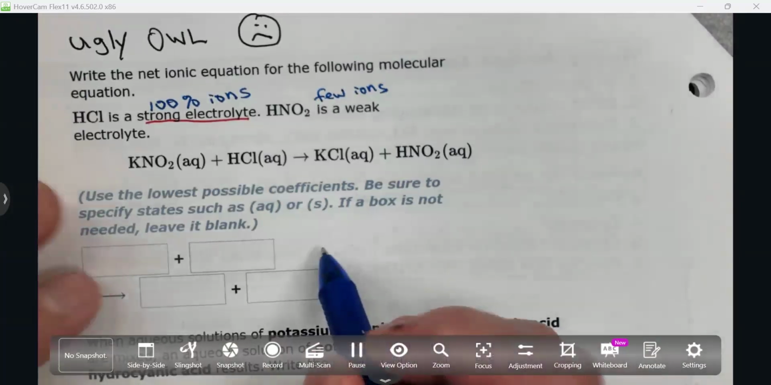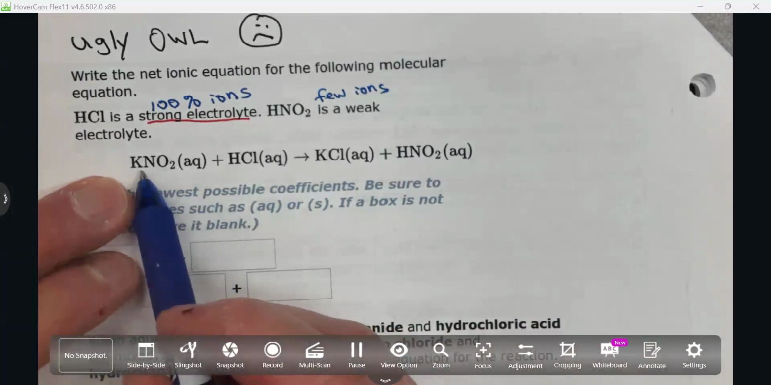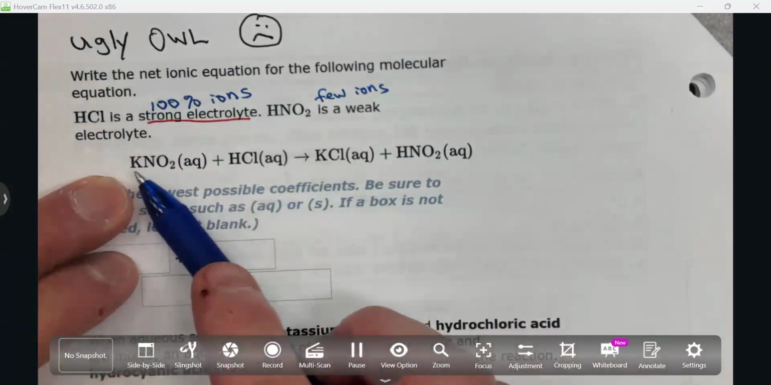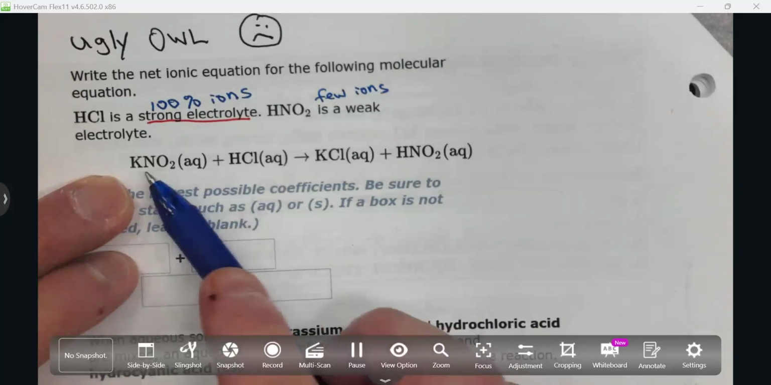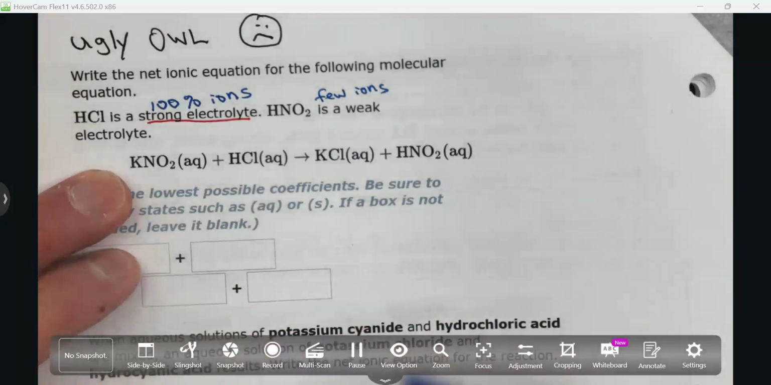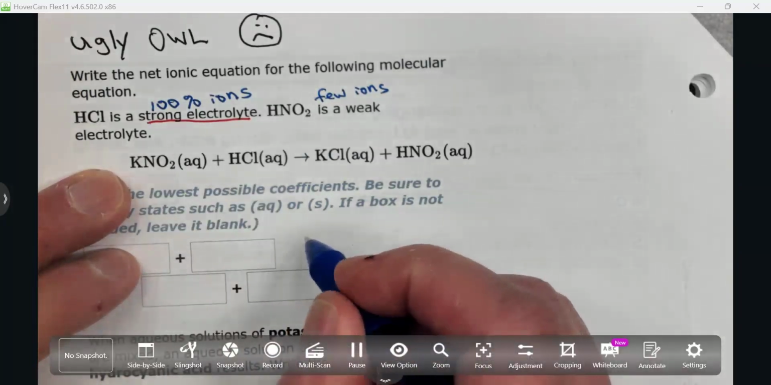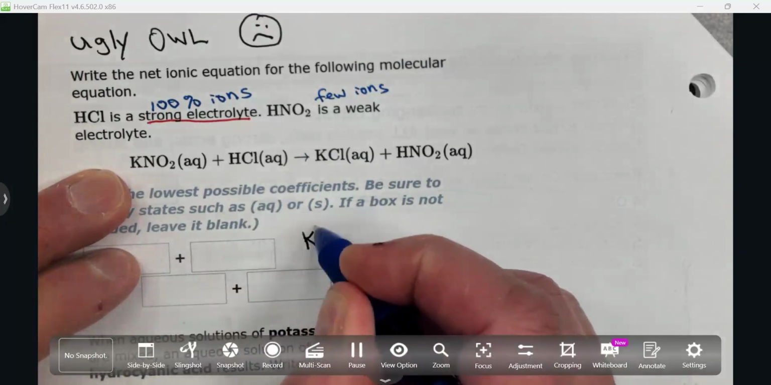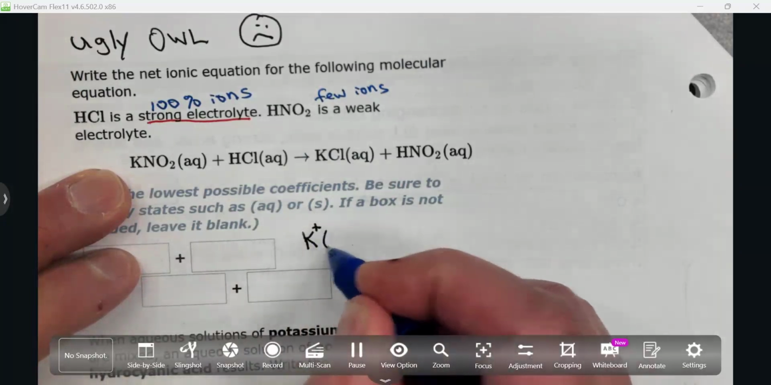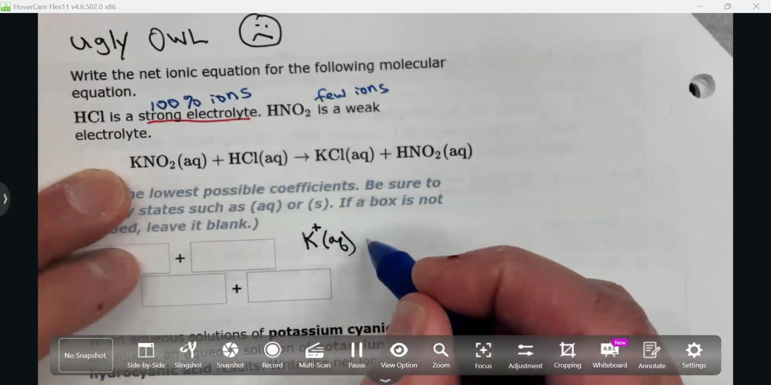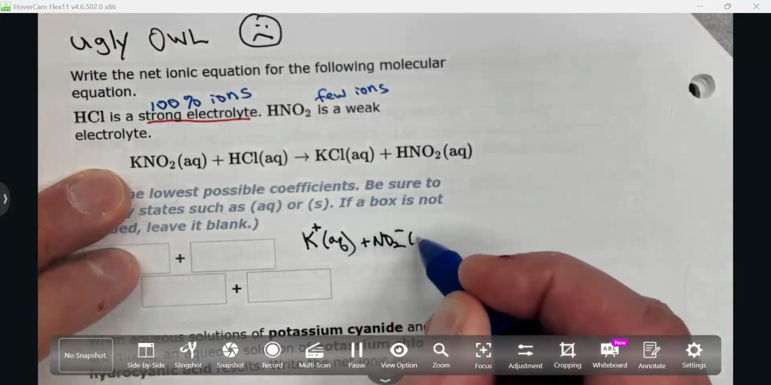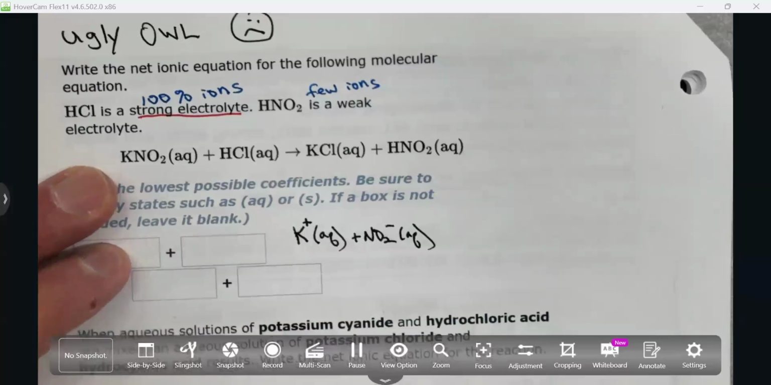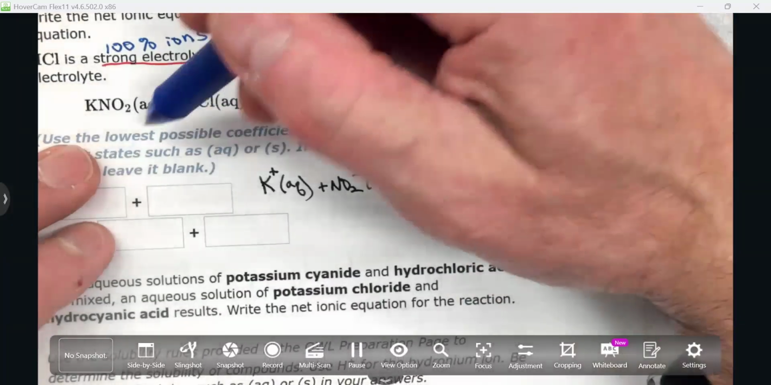So let's take it right here. We have KNO2. What is KNO2 called? Potassium, not nitrate, potassium nitrite. Is this going to split up? Oh, heck yeah, that's going to split up faster than Kelsey and Swift. K plus, is that bound? Yes. NO2 minus. K plus and NO2 minus.